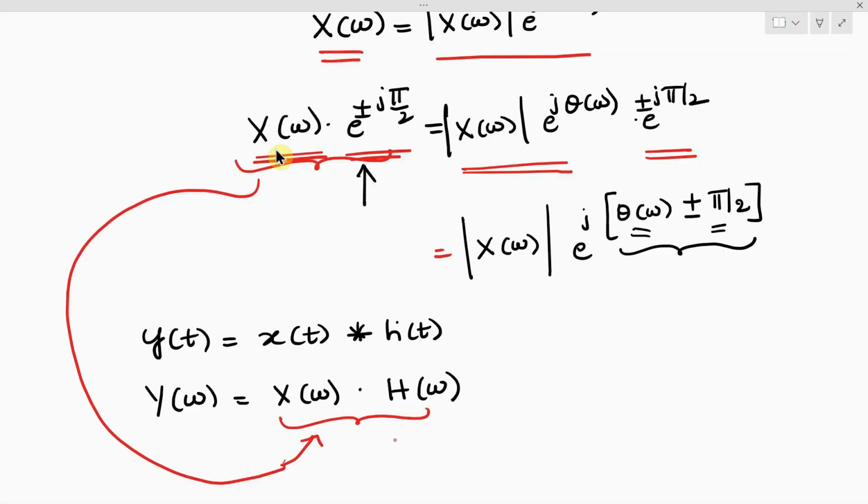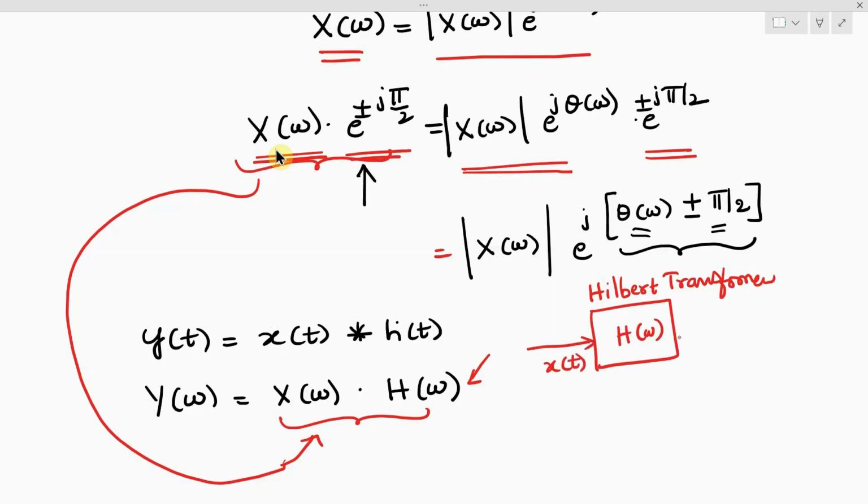Now, can you please tell me what is H of omega? E power plus or minus j pi by 2. Exactly, e power of plus or minus j pi by 2. And tell me what is this H of omega now? H of omega is now the Hilbert transform. Got my point? Yes, sir.